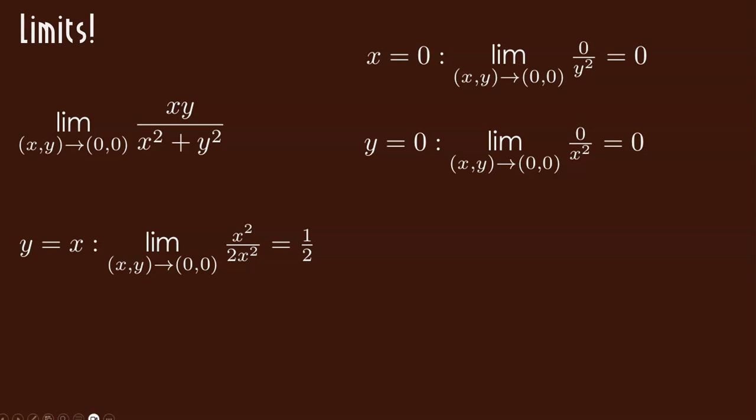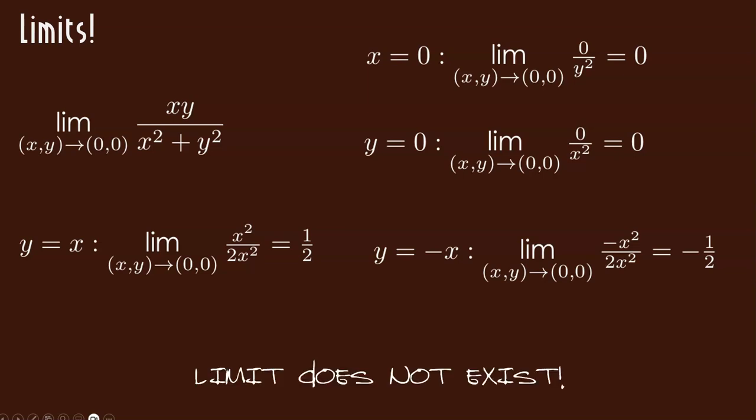That becomes 1/2. I really don't need to do the next step, because I have a limit of 0 here and a limit of 1/2 there, so I already know the limit doesn't exist. But I'll show you another path too. If y equals -x, I get -1/2. Oh look, 1/2 and -1/2 are different, as is 0. So this limit does not exist.